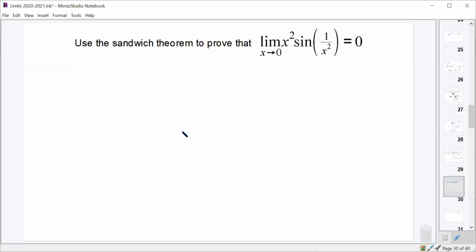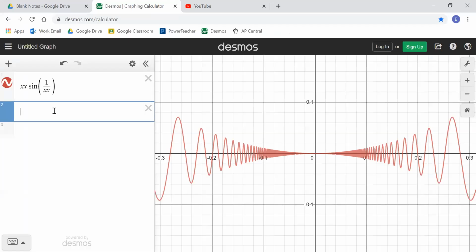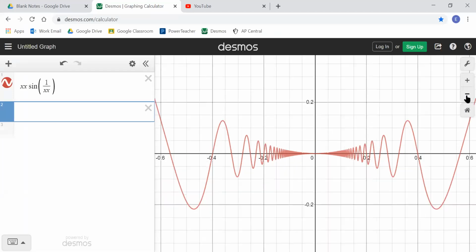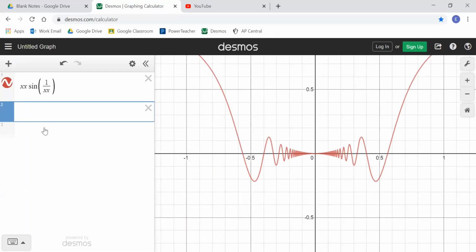Other ideas? Can we use functions that we already know have limits that equal 0 at 0? Sure. Like x squared maybe? Okay, well, let's take a look. Let's look at x squared. If I throw in, let me zoom this out a little more, x squared.